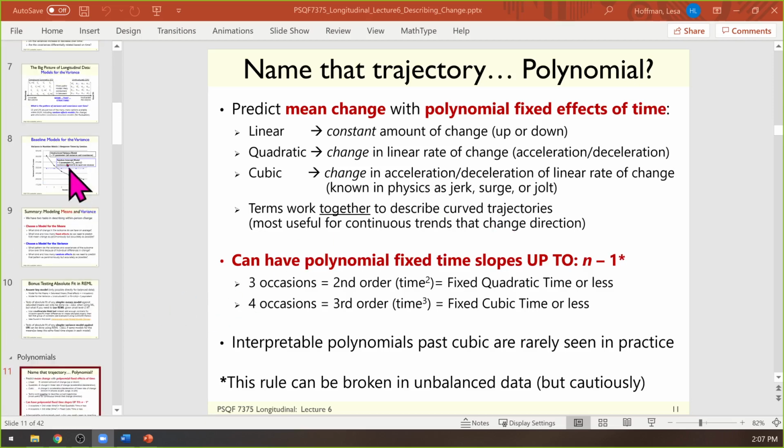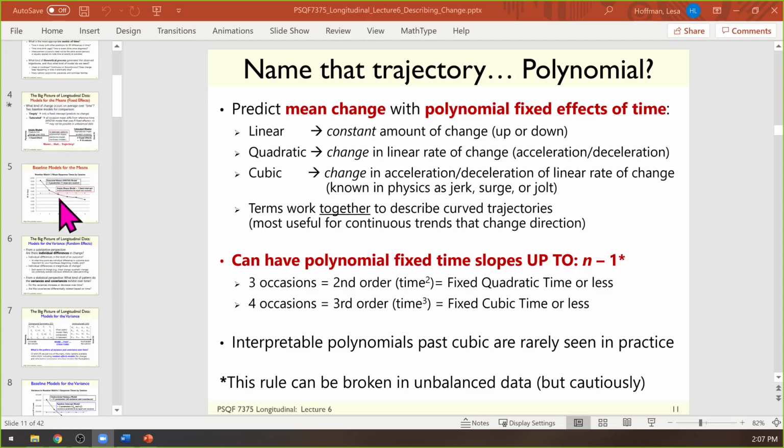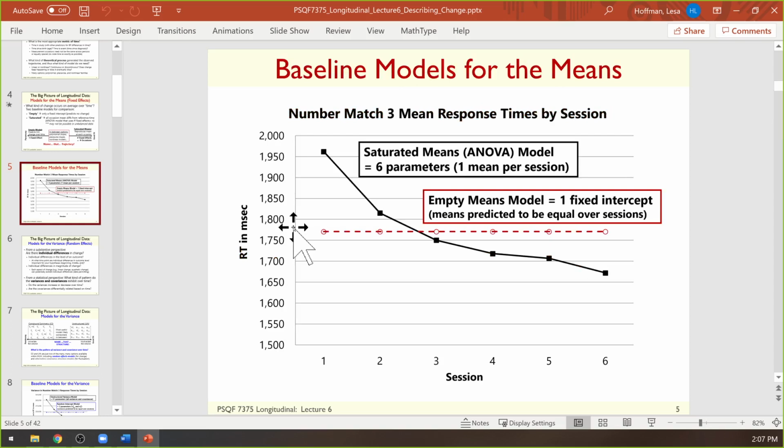We were playing with these example data. So this is slide 5 of lecture 6 that I'm reviewing here. So we have 6 occasions of response times. The means for those 6 occasions follow this black line here.